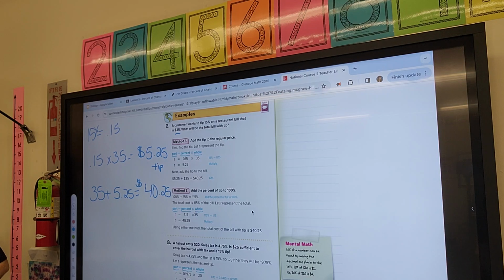Let's see. You can grab your calculators if you don't have one. I don't want to see you boys sitting and doing nothing. Did you do yours? For B, change your percent to a decimal.